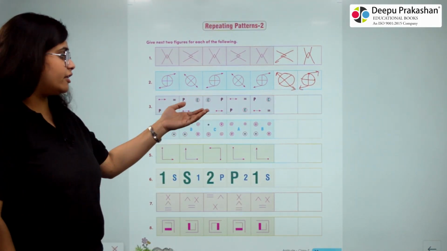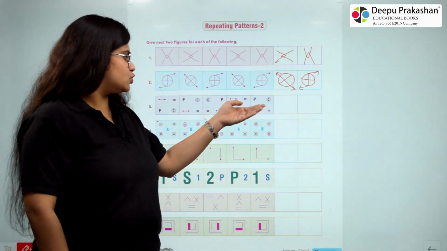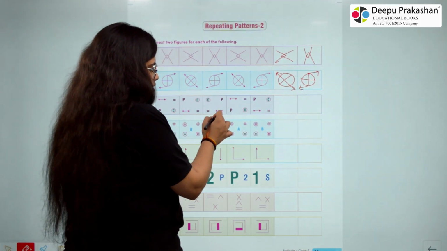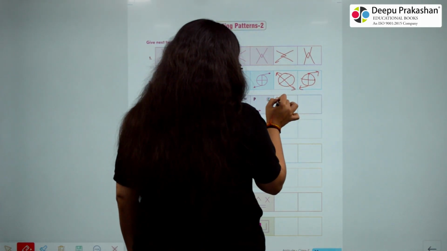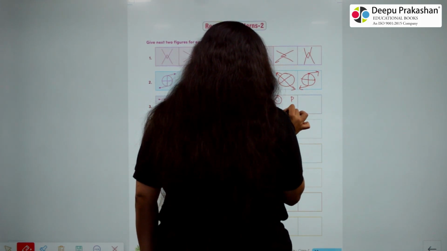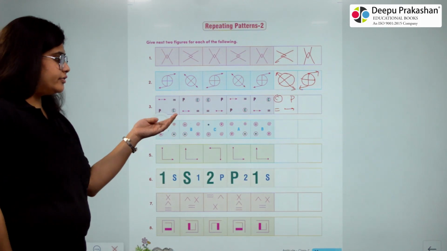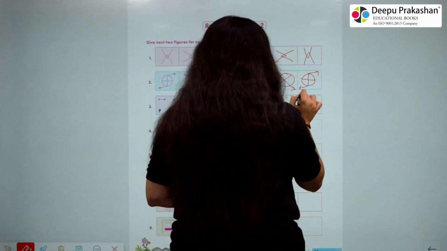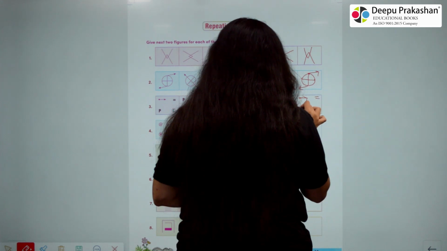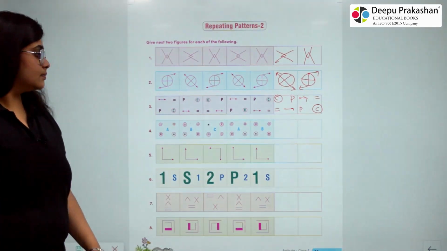3. Here we have three types of image, 1, 2, 3, then 1, 2. So after 2, the third image, that is this, will come. So C, then P, then question mark, then arrow. Okay, and after third, the first image will come, that is arrow equals to P, C. Okay.